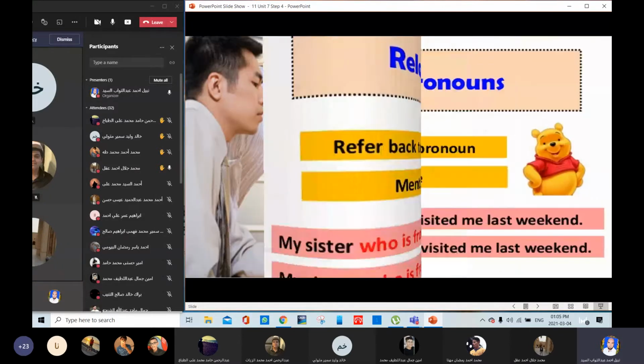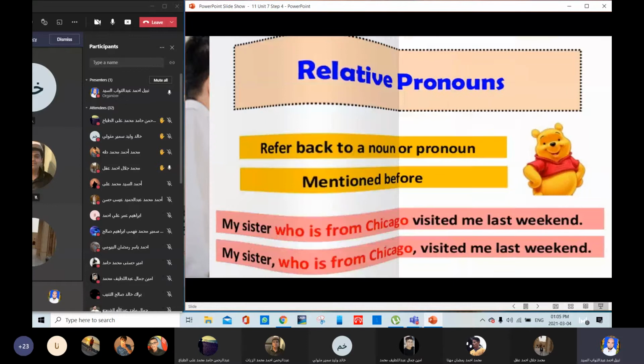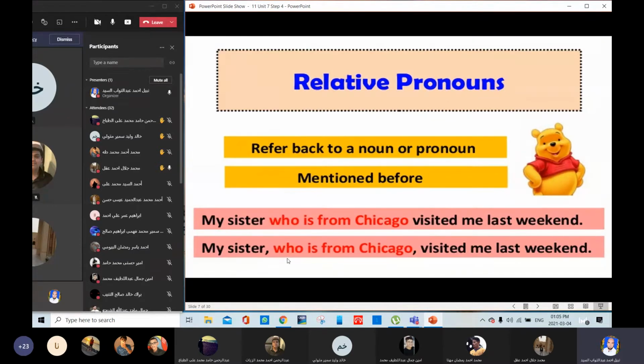As I told you, use commas because this is extra information, or this relative clause gives extra information.